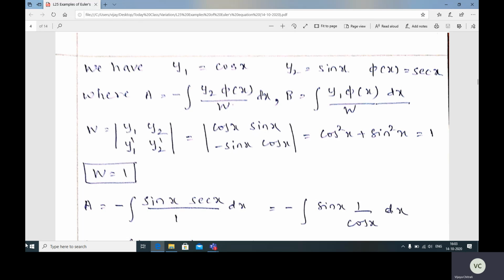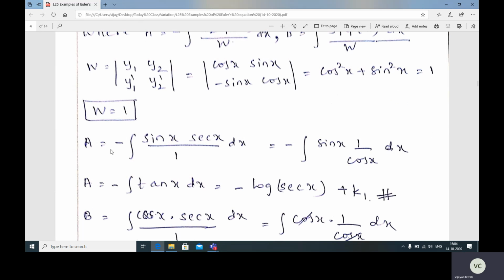Now solve this determinant. So cos x times cos x is cos square x, and sin x times minus sin x is minus sin square with a negative sign. So cos square minus of minus sin square, minus of minus means plus. So cos square plus sin square is equal to 1. So W is 1.